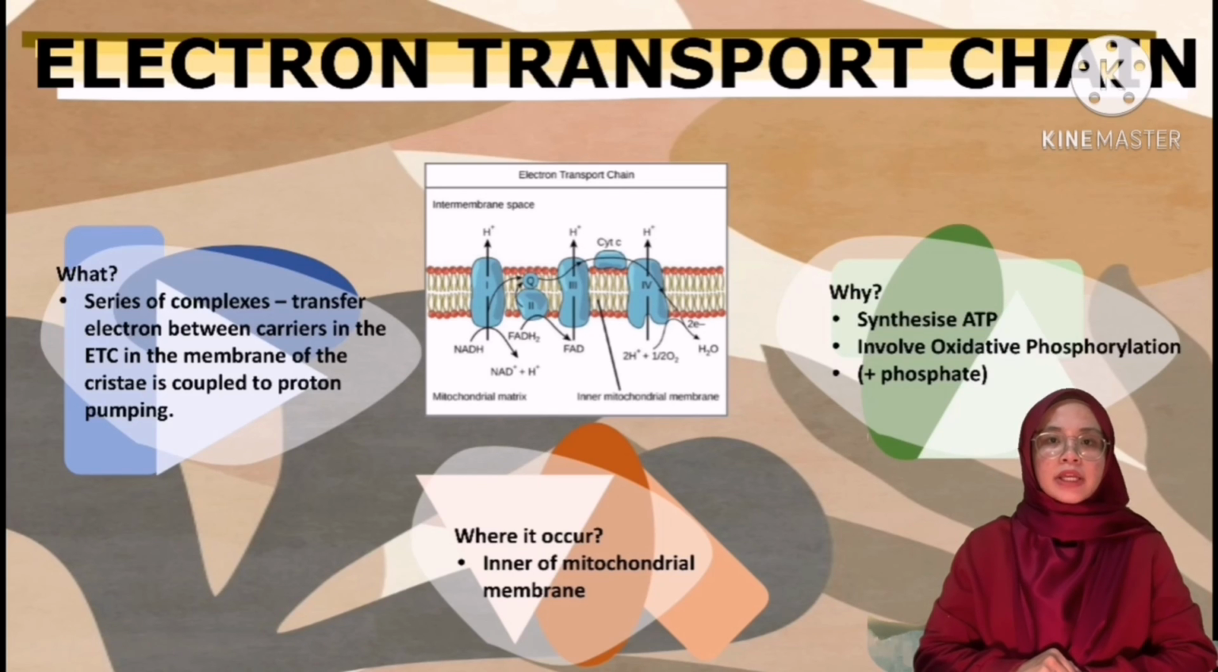Where does it happen? The final stage of aerobic respiration is the electron transport chain, which is located on the inner mitochondrial membrane. So that's all from our group. Thank you.